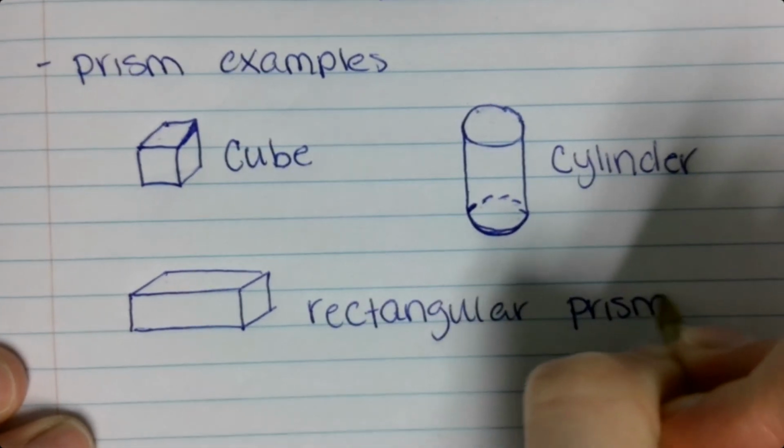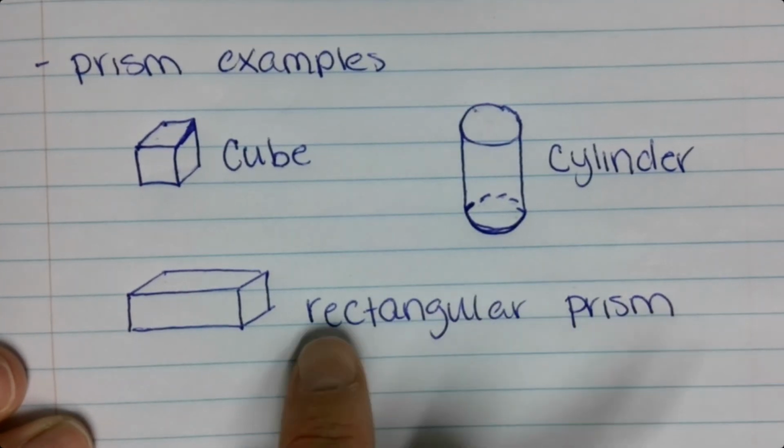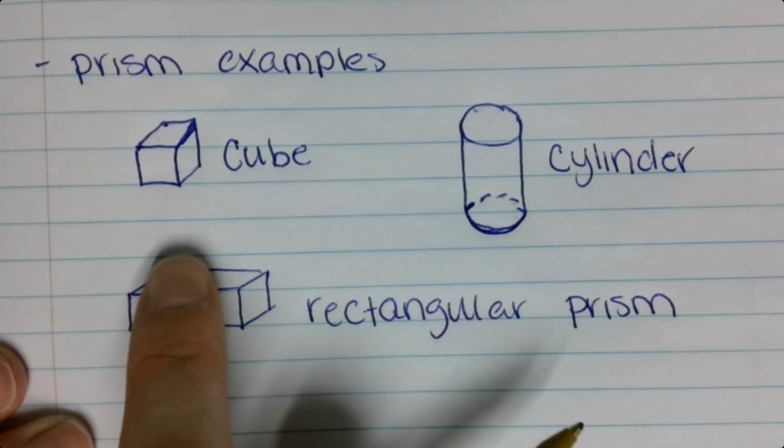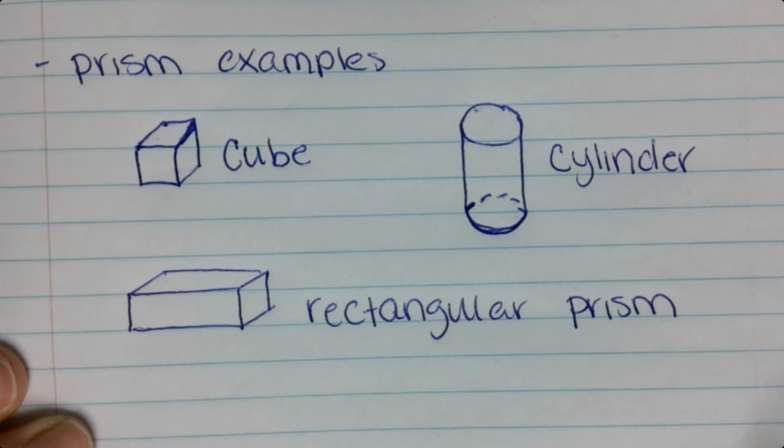So if you notice, it's a rectangular prism because it's got two bases, and the bases are rectangles. Alrighty?